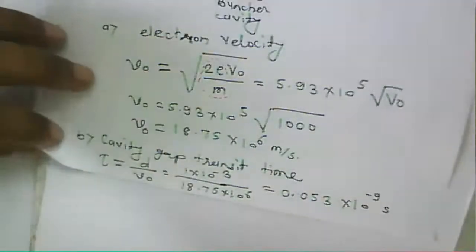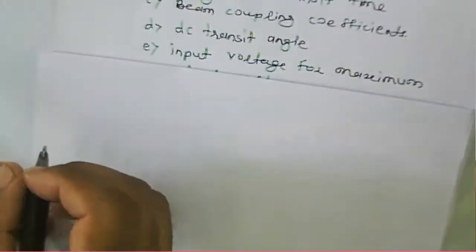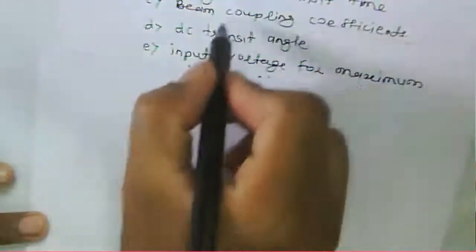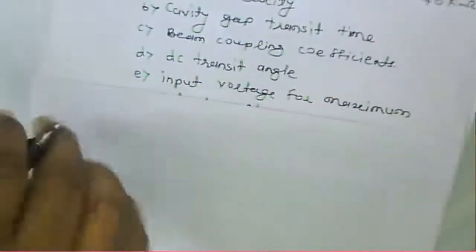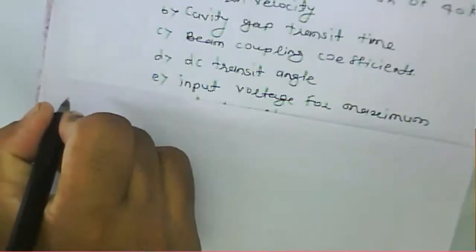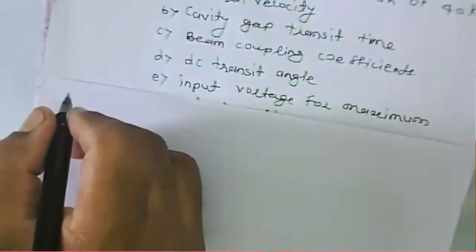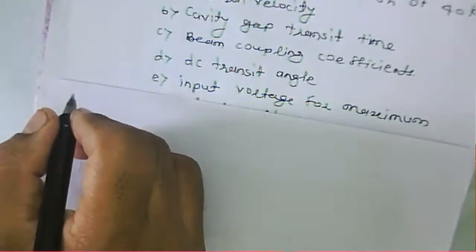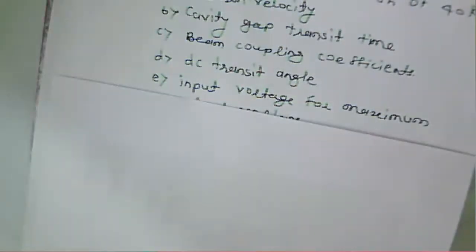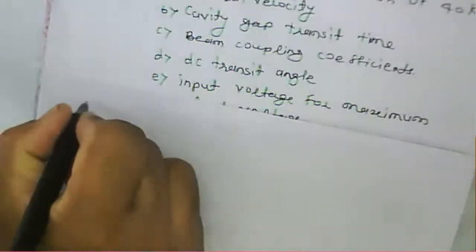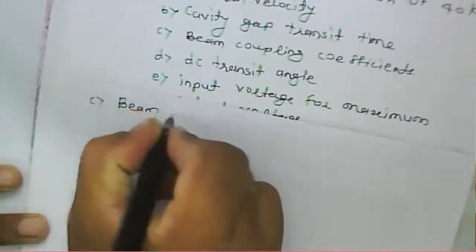Now, our aim is to find the beam coupling coefficient. What is the beam coupling coefficient? To obtain it, we should know theta g, the gap transit angle, or you can say the gap transit time.